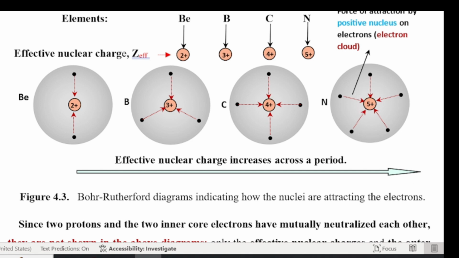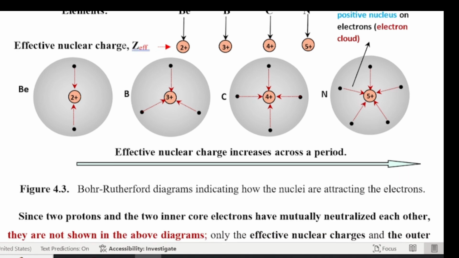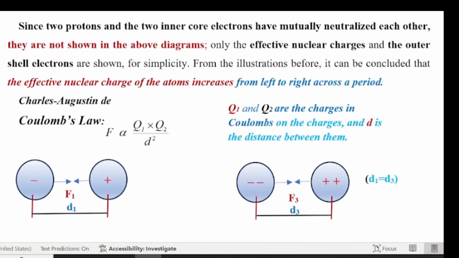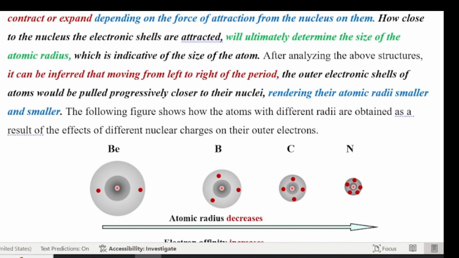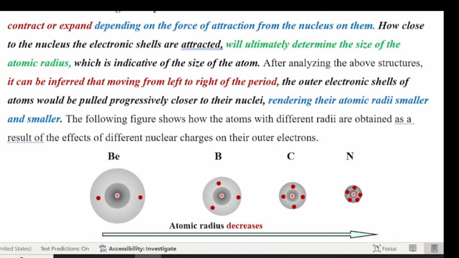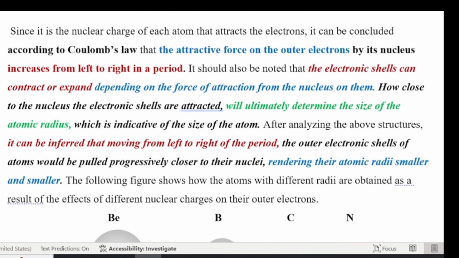So if you draw a new diagram for that, we'll end up with a new diagram like this. See? So these will be the respective atomic radii for each of those atoms. And you can see that as you move from left to right of a period, the atomic radii decrease. It's all summarized here. Okay? So read this.